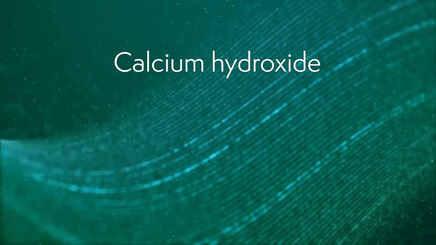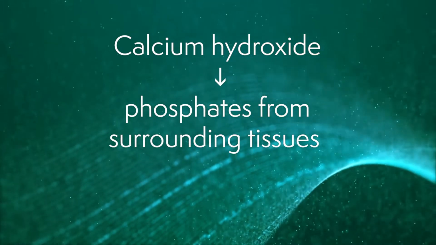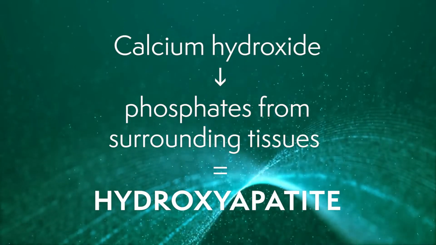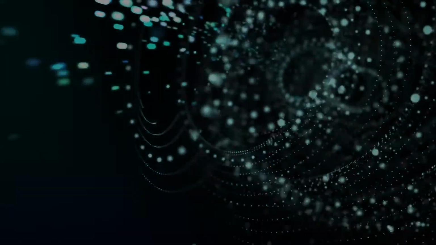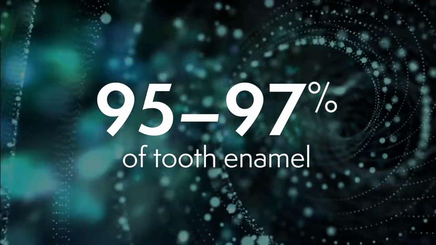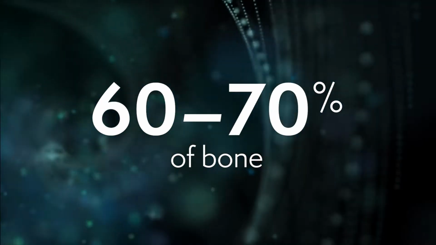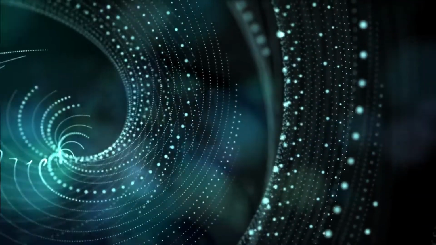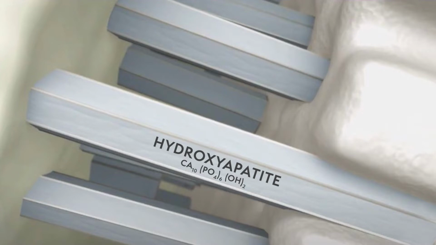Next, the calcium hydroxide reacts with phosphates from surrounding tissues, and this chemically creates hydroxyapatite, a substance that we dentists are very familiar with. Hydroxyapatite constitutes 95 to 97% of tooth enamel, 70 to 75% of dentin, and 60 to 70% of bone. So the formation of hydroxyapatite by MTA now creates a biologic seal as the apatite crystals fill the microscopic space between the MTA and the tooth walls.